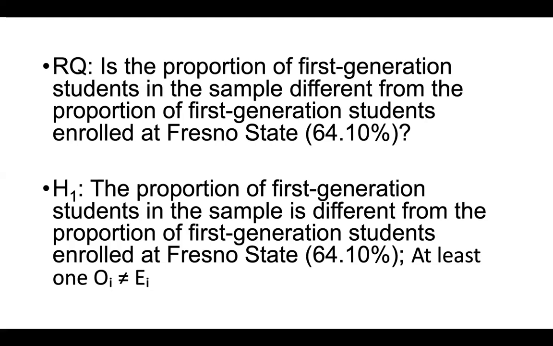So for this one, I think it's important to think about what we're looking at. We're really comparing the observed frequencies, so the observed number of people in our sample across those different categories of yes, first generation versus no first generation. We're looking at that compared to what we'd expect to find, and that expectation is from the hypothetical population or from data that we have about the population.